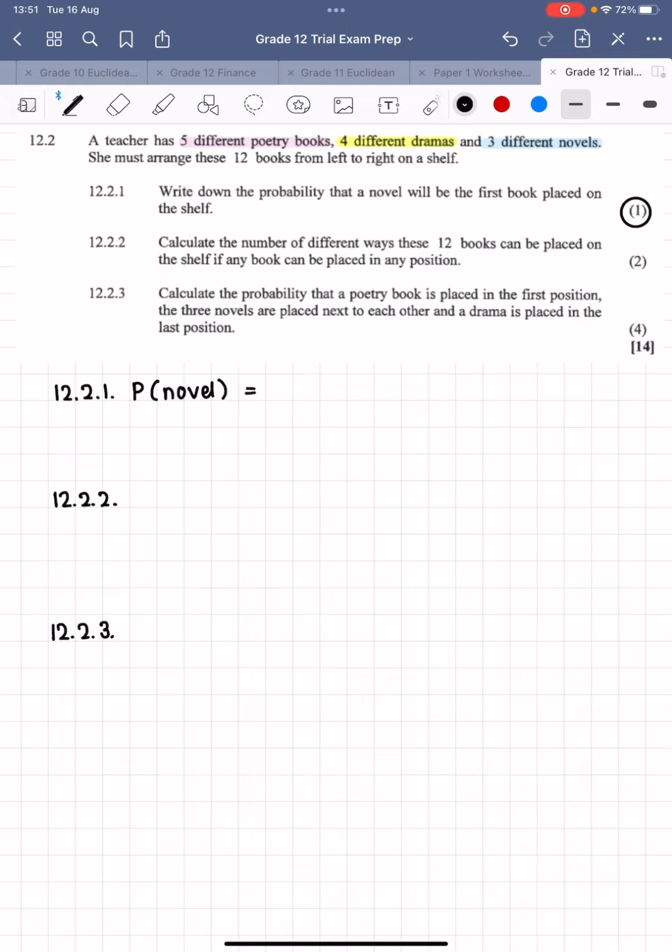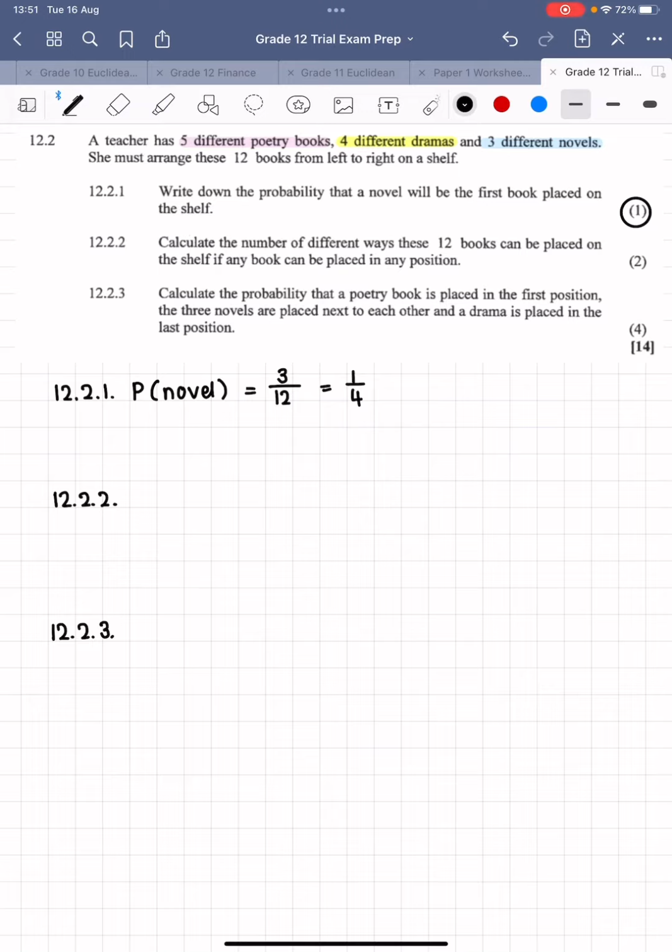How many novels are there? 3. How many books are there in total? 12. So the probability of her putting a novel in the first shelf is going to be 3 over 12, which you do have to simplify to 1 over 4.